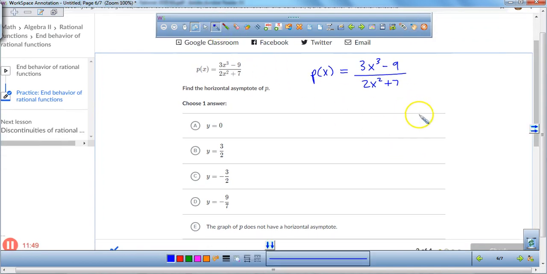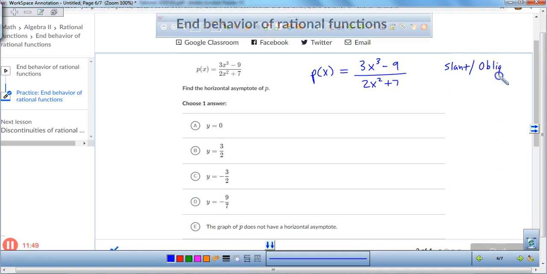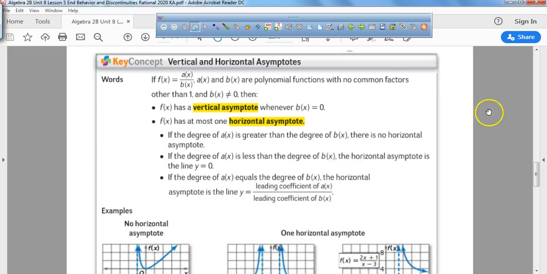In fact, this follows the rule for what's called a slant or oblique asymptote. So it actually is going to have a slant or oblique asymptote. It doesn't ask you to find this on this particular problem. Our answer is going to be answer choice E, but I do want to show you how to find a slant or an oblique asymptote. There's kind of a cool rule.